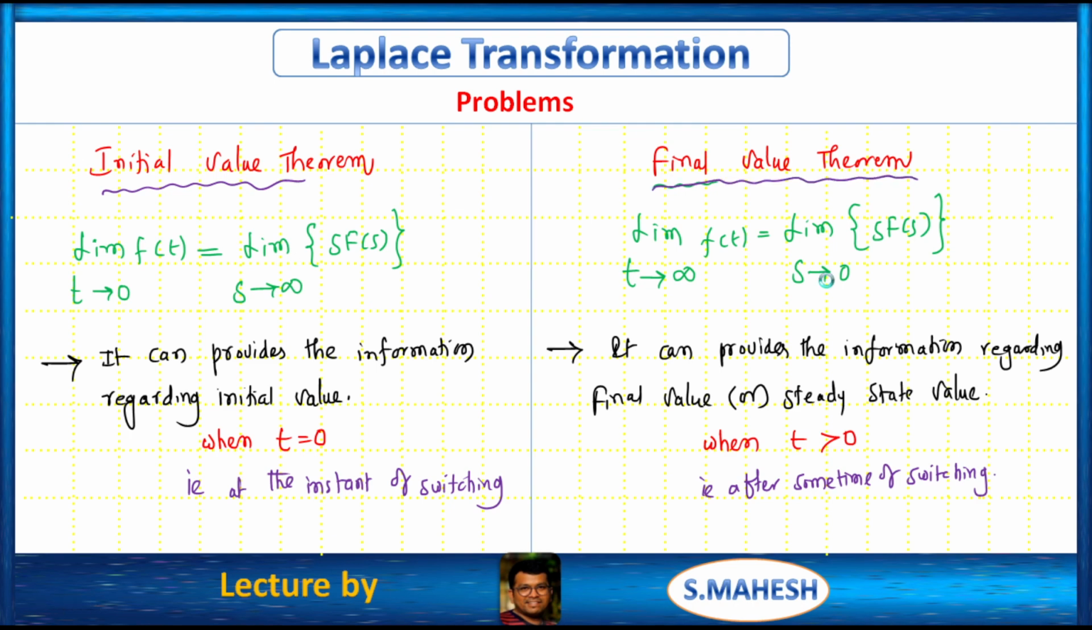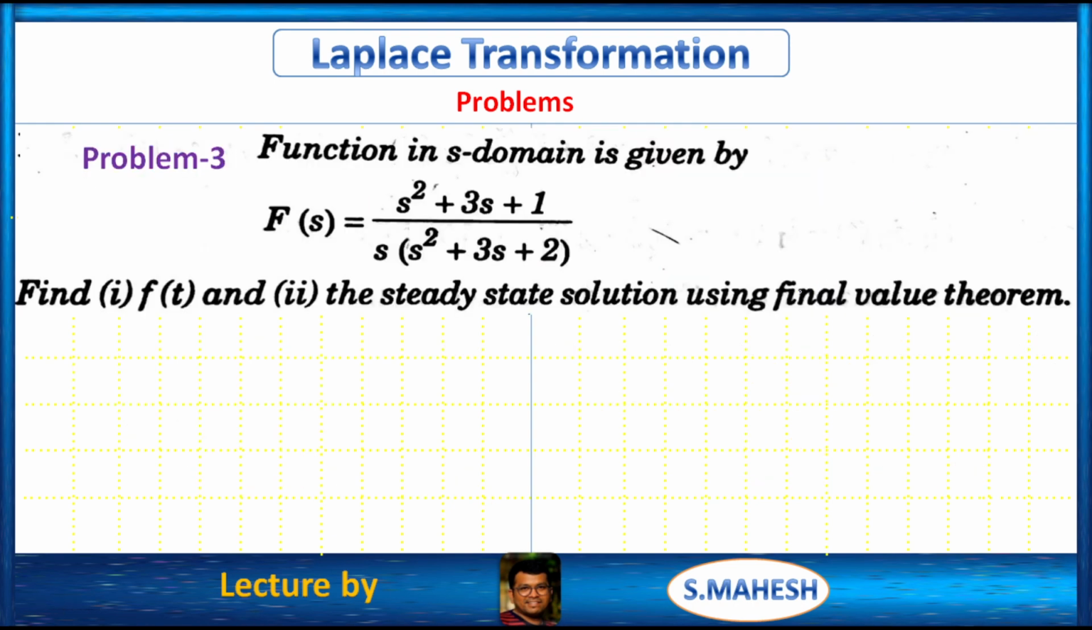Now we can do one problem based upon this. So the function in s domain is given by s square plus 3s plus 1 by s into s square plus 3s plus 2. For this, find f of t, that is, we can calculate the inverse Laplace. And for the steady state solution, we have to calculate the final value by using the final value theorem.